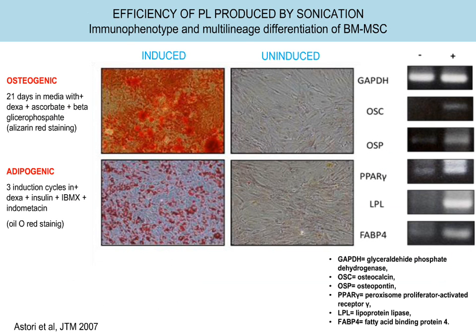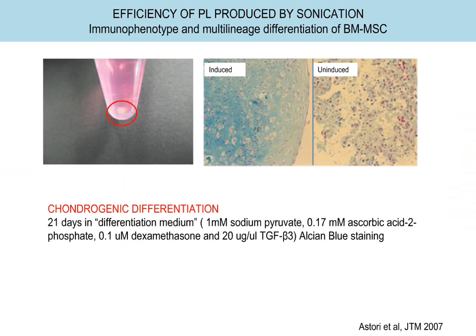We also had to test the efficiency of the platelet lysate produced by sonication. To do that, we cultivate bone marrow mesenchymal stem cells in platelet lysate, and we induce those cells to differentiate throughout the osteogenic and adipogenic lineage. Not only that, we were able to induce chondrogenic differentiation on those cells, and as you can see in the picture on the left, you can see this little ball that is cartilage growth starting from the MSCs.